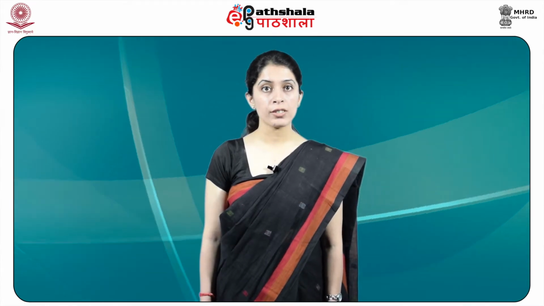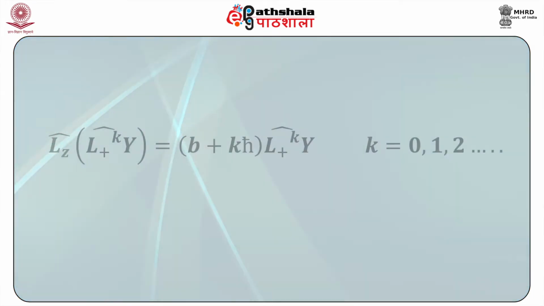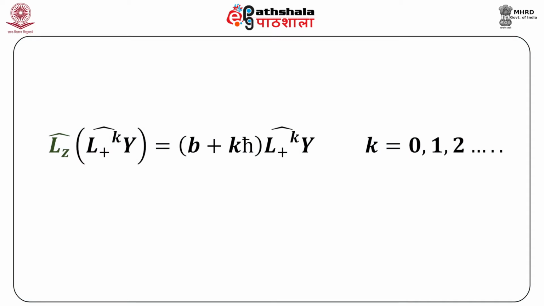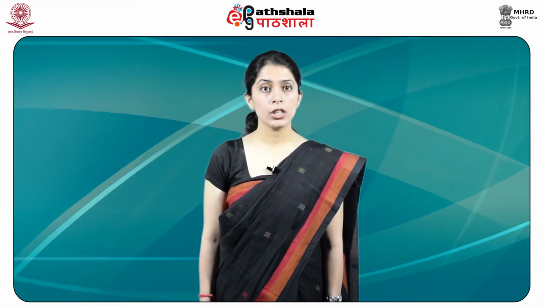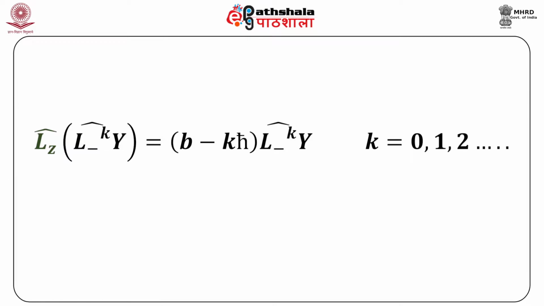Repeated application of raising operator gives the expression as Lz L plus to the power k ψ equals (b plus k h cross) L plus to the power k ψ, where k can take up value from 0 to the value defined. That means k can take up value 0, 1, 2, 3 and so on. Likewise, the operation of lowering operator L minus gives us the expression Lz L minus to the power k ψ equals (b minus k h cross) L minus to the power k ψ, where again k can take up value 0, 1, 2 and so on.